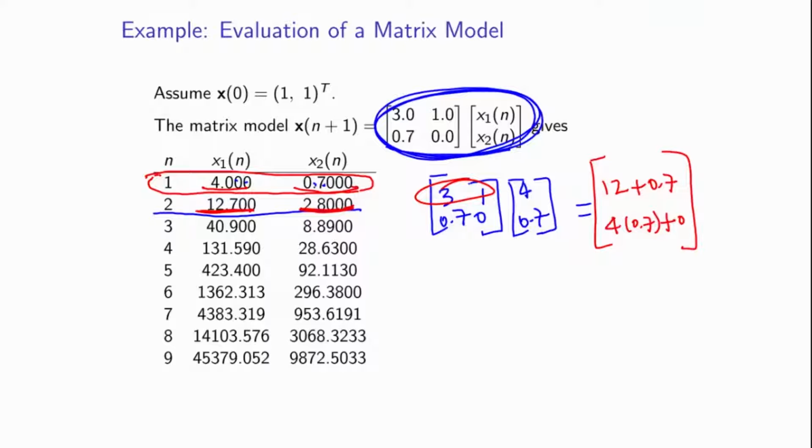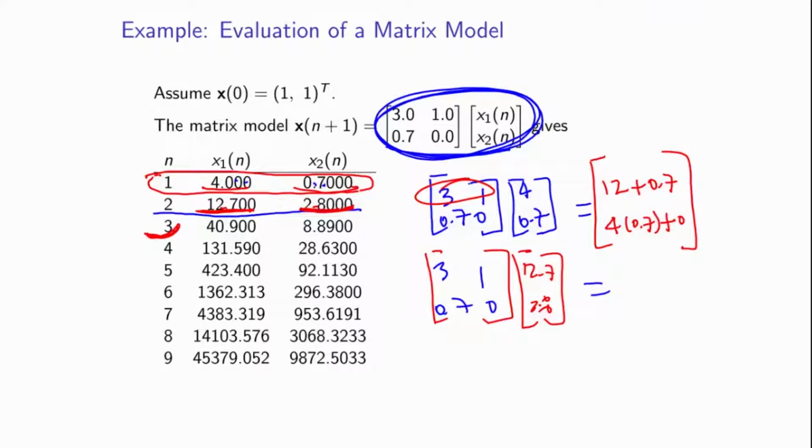And if you want to move on to the state of the system at time step 3, then what you do is take the matrix and multiply it by the population size at the previous time step. That would be 12.7 here and 2.8. Okay, this matrix never changes. This matrix is always the same matrix, right? And this is going to give you these values: 4.9, 8.89. For the next time step, you take this matrix, multiply that matrix times this vector, and that's how these values are computed, and so on.